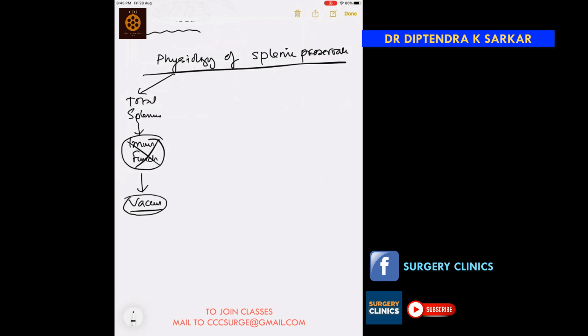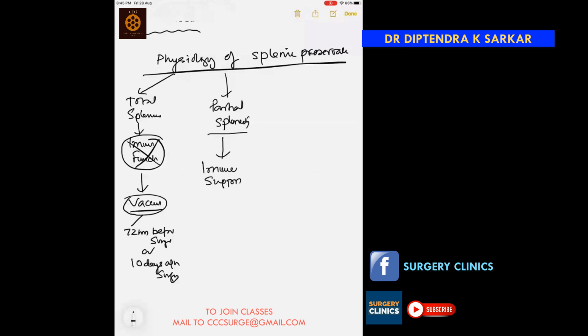Now, when should the vaccine be given? Remember, it should be given at least 72 hours before surgery or 10 days after surgery. The second is you go for a partial splenectomy. It has the advantage that the splenic blood circulation remains intact, and therefore oxygenation function, immunoglobulin function and T cell functions remain intact. So here, immune suppression is 0.